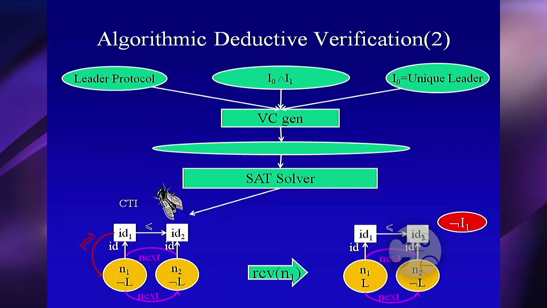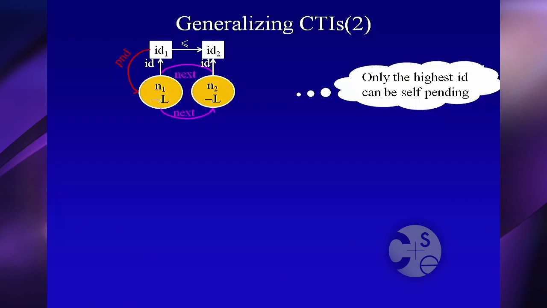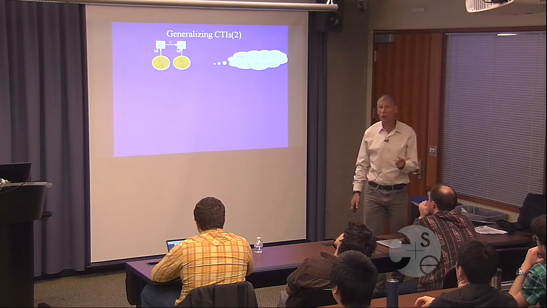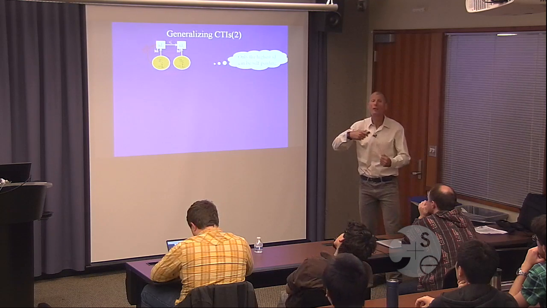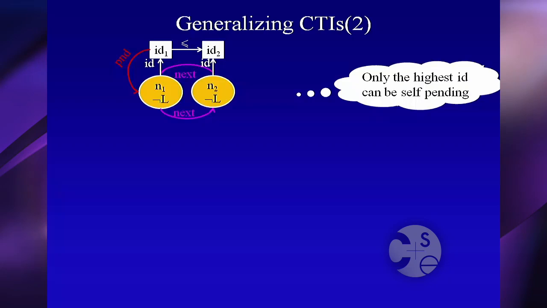Once again, we execute it one more time. You see, it still finds a counterexample to induction. We look into this counterexample to the induction. Once again, we look at it and we see what the property is. Here, the problem is that this says that only the highest ID can be self-pending. That's a slightly more interesting property in the environment because it relates the queue to the property.